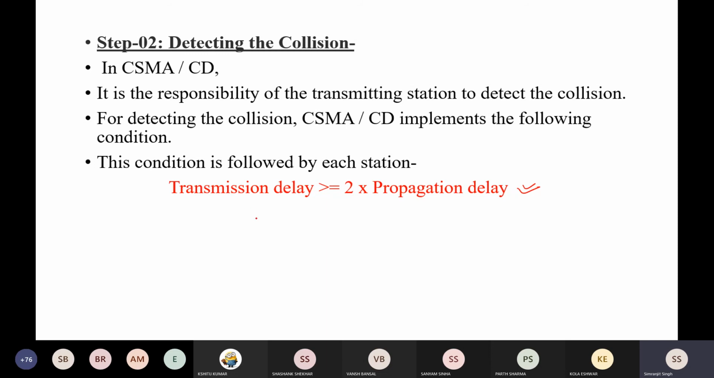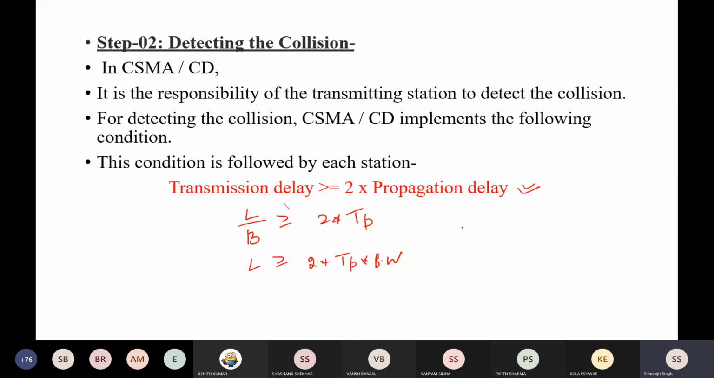Again, if you want to find out for this transmission delay how big my packet should be, you have to find that the transmission delay should be greater than 2 into TP. So how much should the length of the packet be, so that while I am transmitting, I get the collision signal back? Transmission delay is length over bandwidth, so it will be 2 into TP. Now the length of the packet should be 2 into TP into bandwidth.